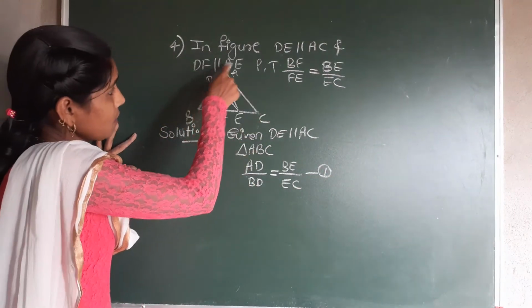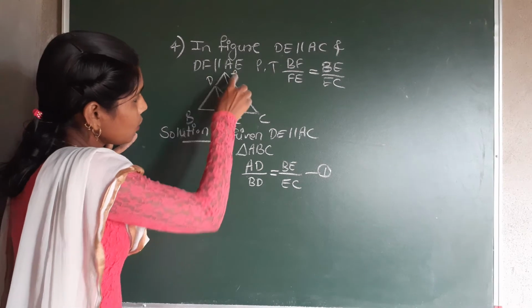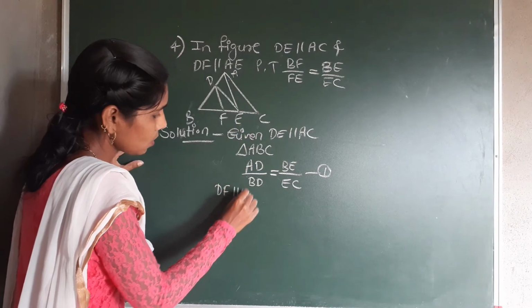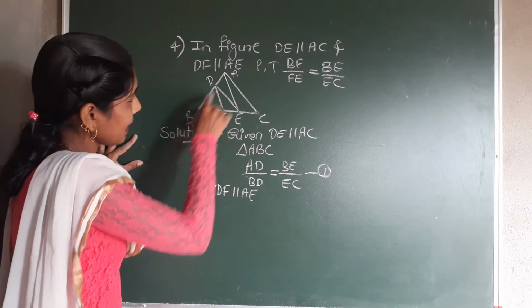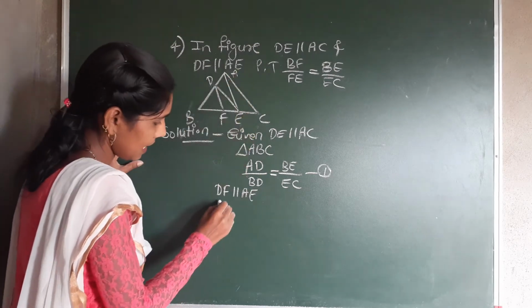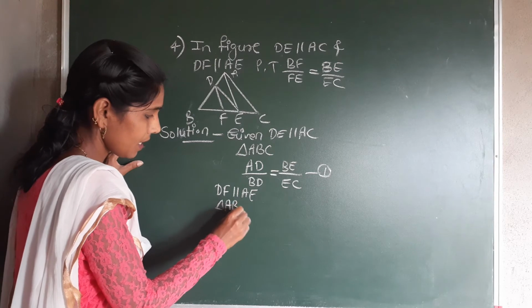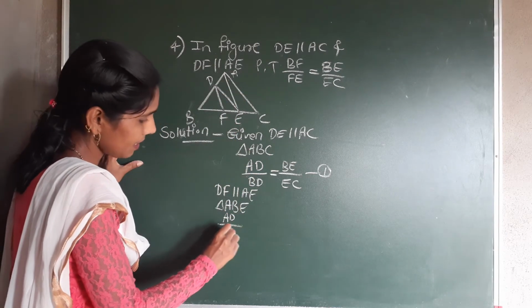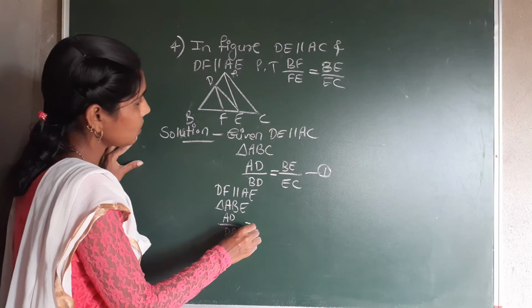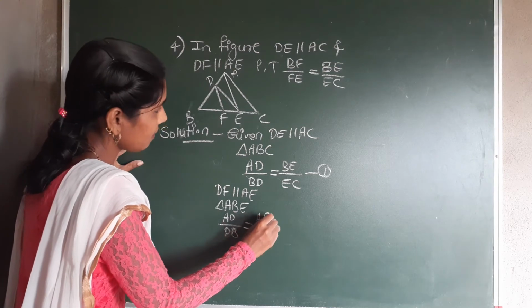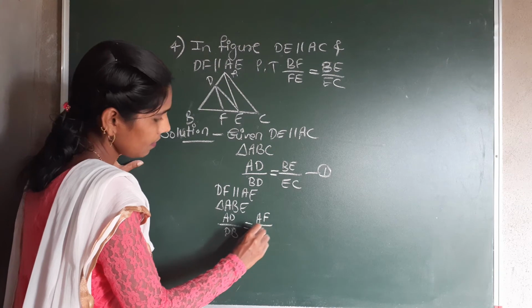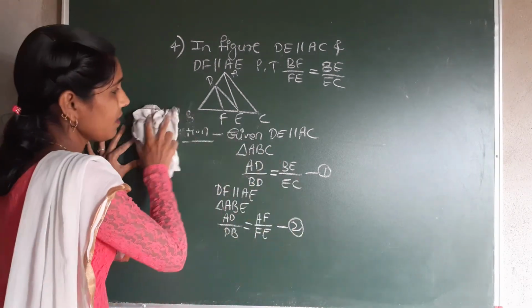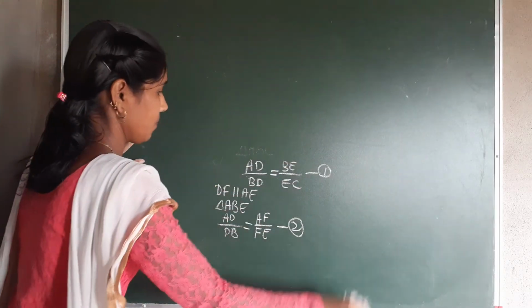Again, given DF is parallel to AE. Second given, DF is parallel to AE. So we can take triangle ABE. In triangle ABE we can write here AD divided by DB is equal to AF divided by FE. Equation 2.